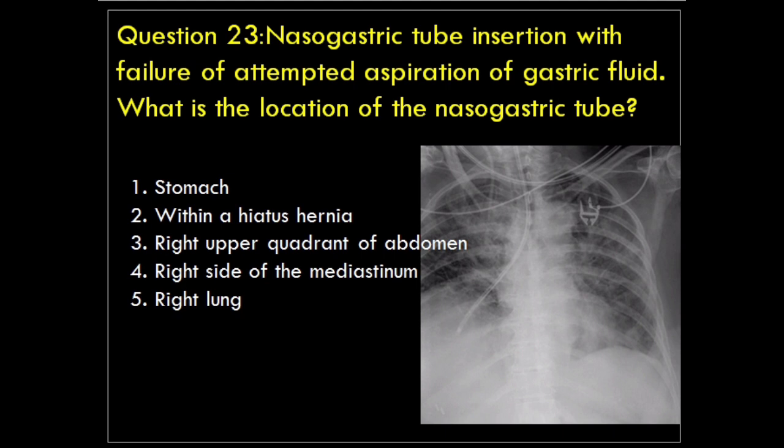Question 23: Nasogastric tube insertion with failure of attempted aspiration of gastric fluid. What is the location of the nasogastric tube? 1. Stomach. 2. Within a hiatus hernia. 3. Right upper quadrant of abdomen. 4. Right side of the mediastinum. 5. Right lung.